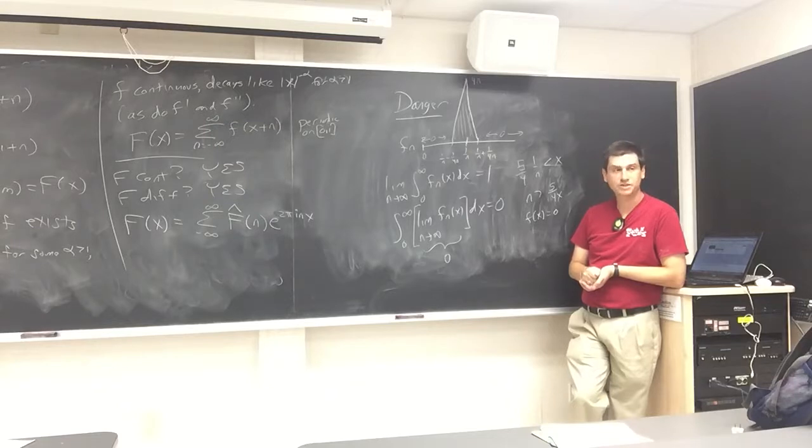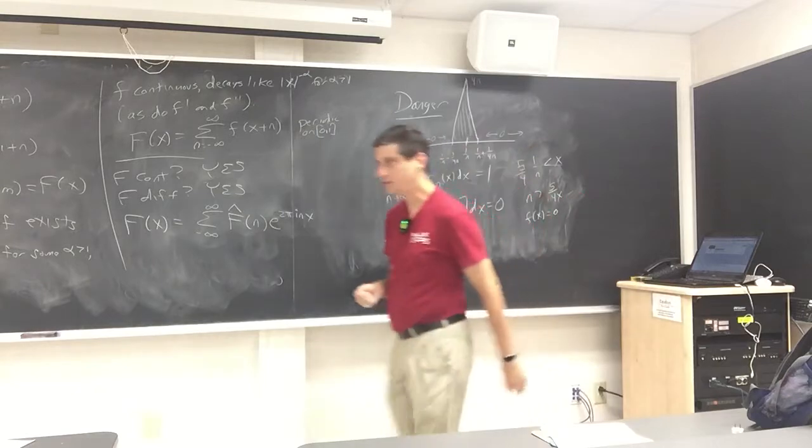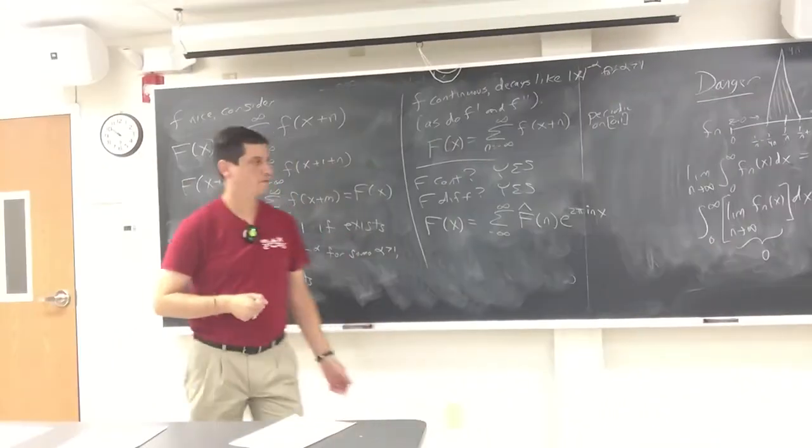It's not clear when we write these things down that the sum exists. It's not clear that the derivative exists. It's not clear that the derivative is what we would expect it to be. We have to prove all these things. But if we could prove them, then we'll be in great shape.